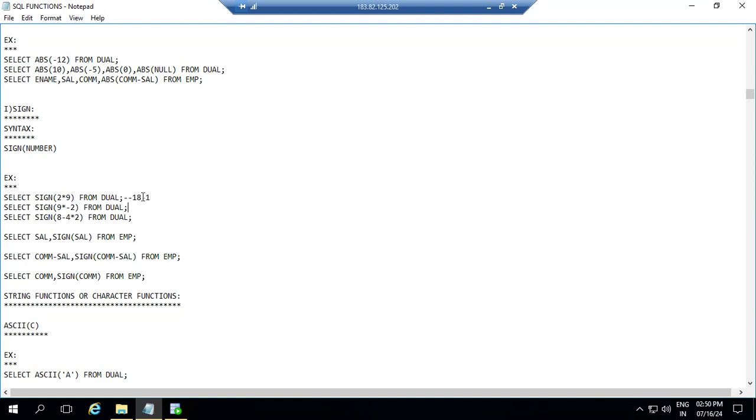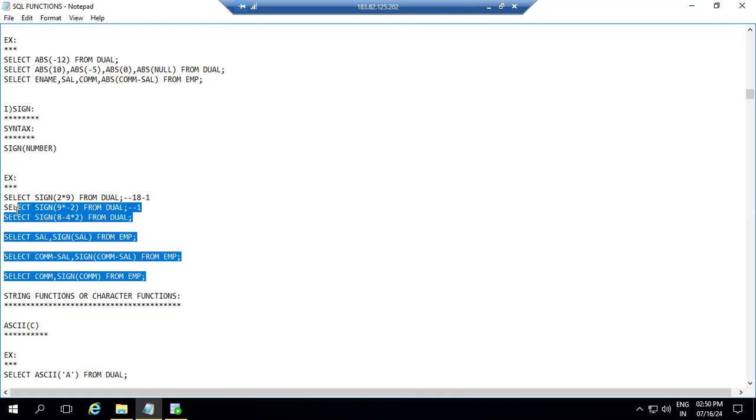So coming to the next one: 9 minus 1 into 2, that is minus 1. Directly it will show minus 1. Next it is 8 minus 4 into 2. Eight minus 8 is 0. It will return 0.